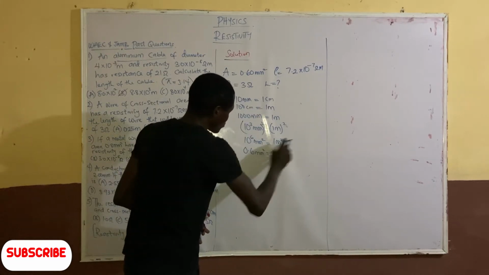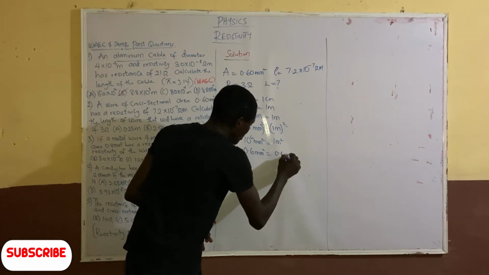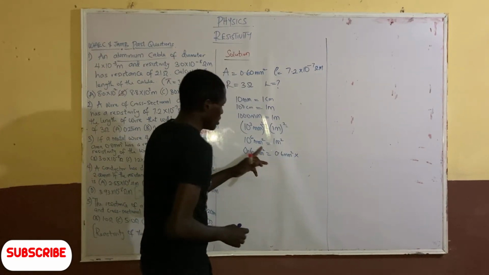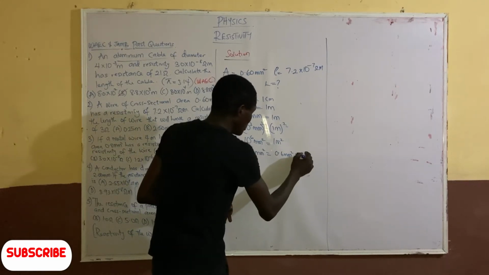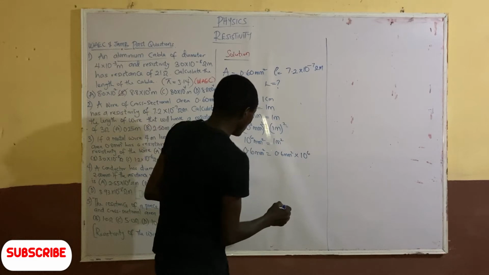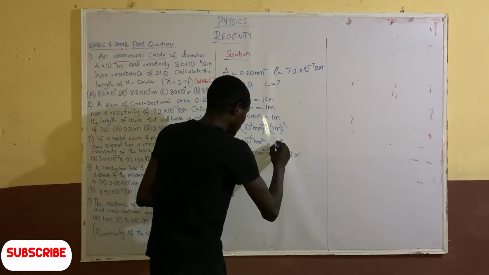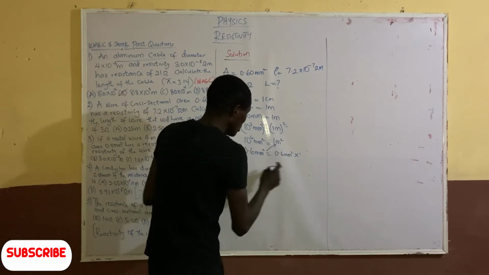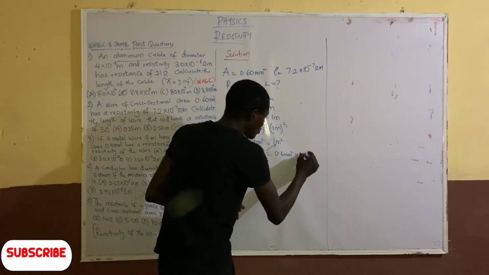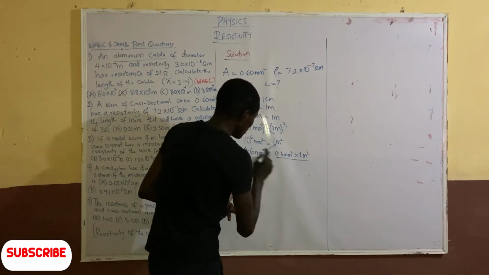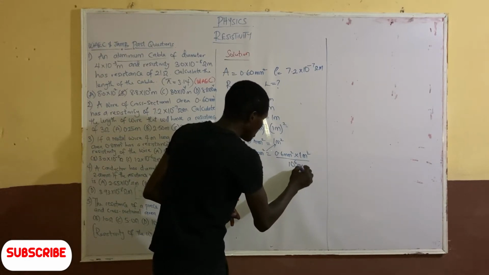And how do you do that? You cross multiply. So you multiply 0.6 millimeter square by 1 meter square, then you divide by 10 raised to the power 6 millimeter square. So 0.6 meter square multiplied by 1 meter square all over 10 raised to the power 6 millimeter square.